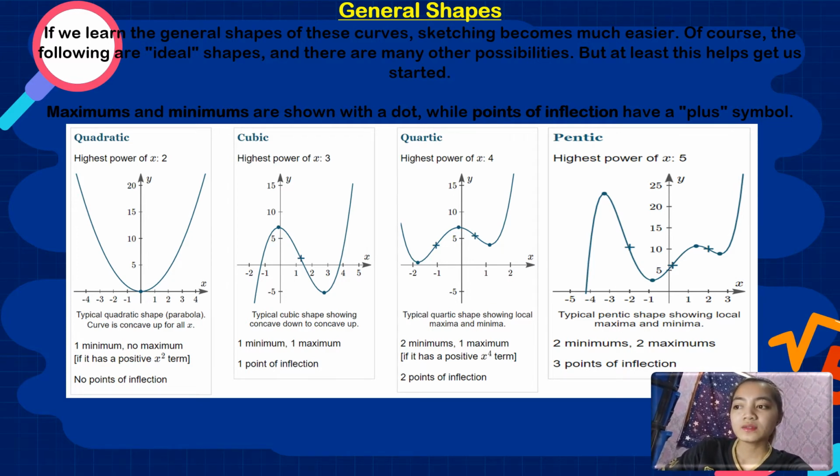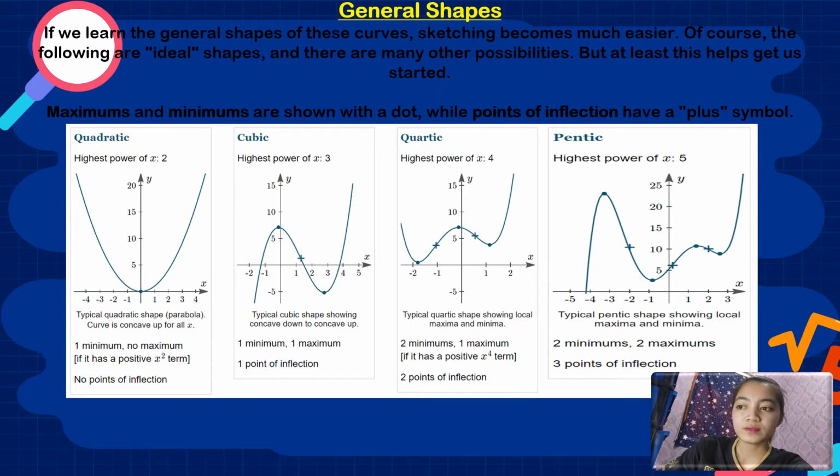Quadratic: highest power of x is 2. Typical quadratic shape, which is a parabola, curve is concave up for all x. One minimum, no maximum if it has a positive x² term, no points of inflection.